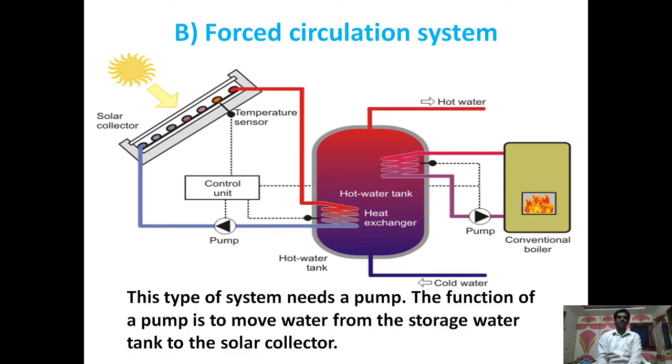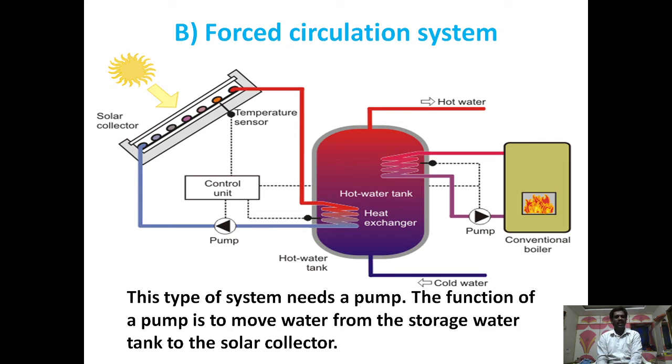To avoid these disadvantages, one more system that we use for the generation of hot water is the forced circulation system. If you see the picture of the forced circulation system in this diagram, it is quite the reverse of the thermosiphon system. In the thermosiphon system, the storage tank is placed slightly above the flat plate collector.